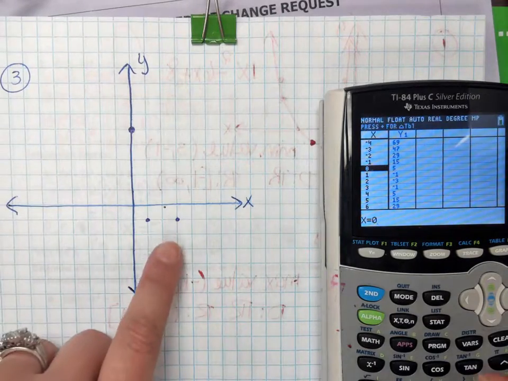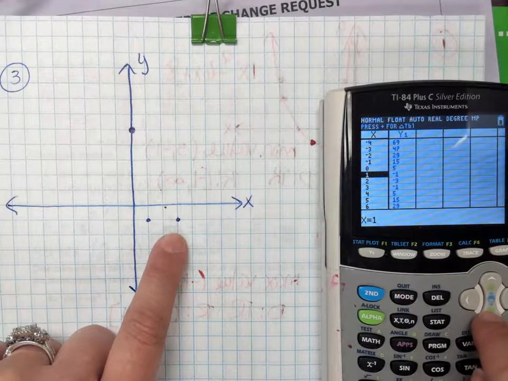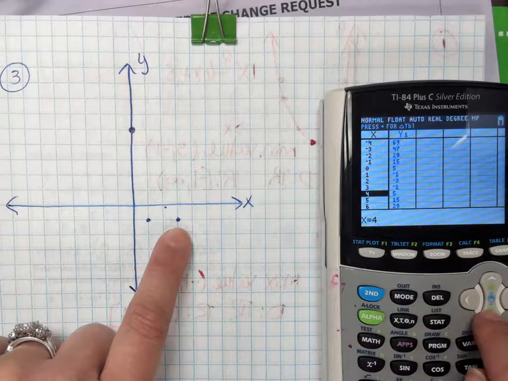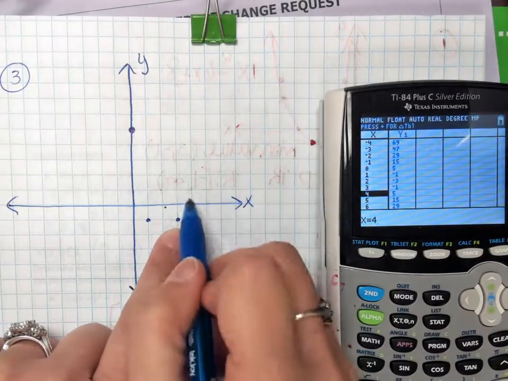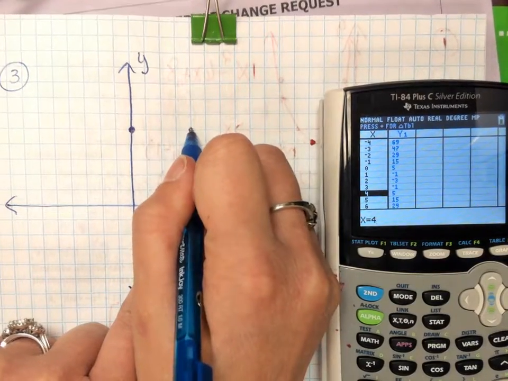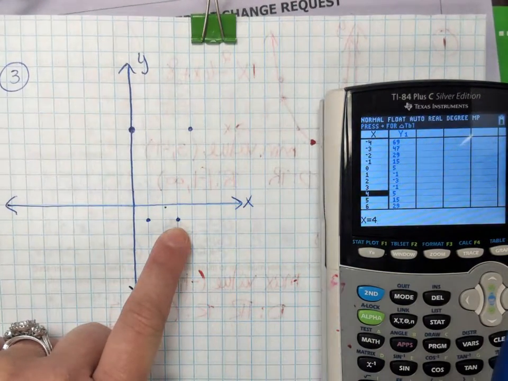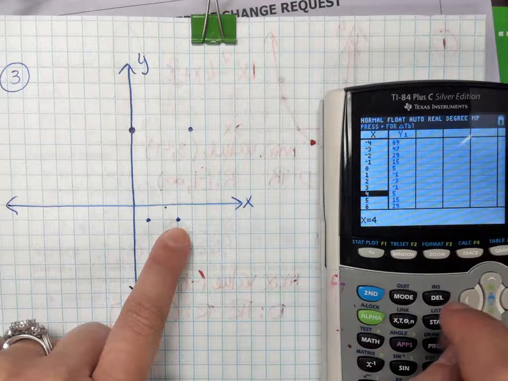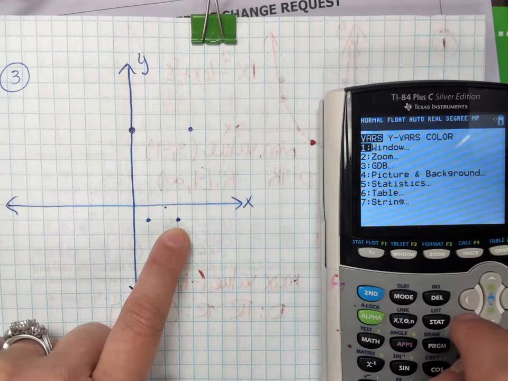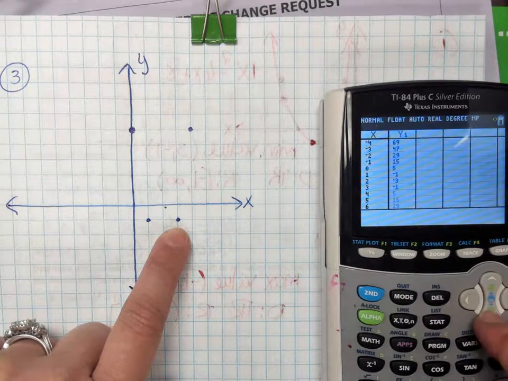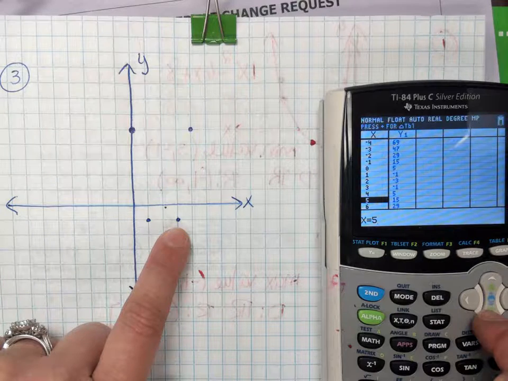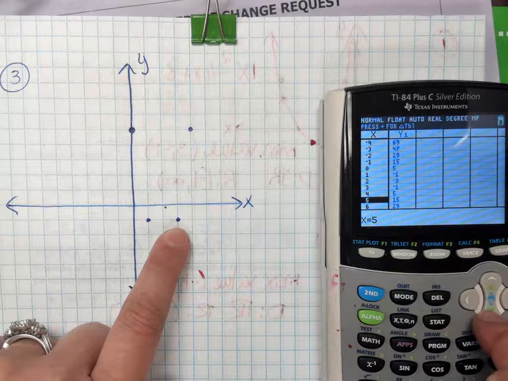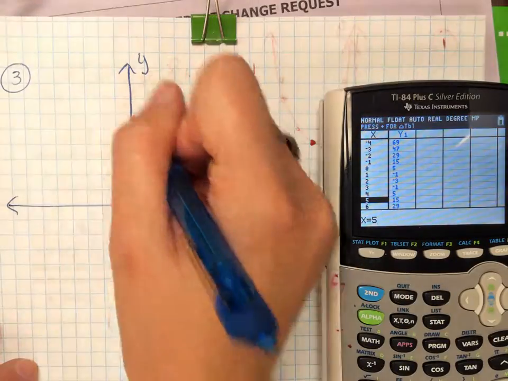Alright, so this point was (3, -1). So what's that point right after (3, -1)? (4, 5). See how they're lining up? Remember, your y values always line up. Do I have to stop there? No. But look at my next point. My next point is (5, 15), right? You could graph it if you want to, but it's going to be quite large. So let's just leave it like this.